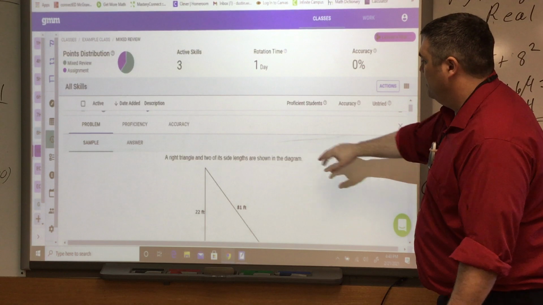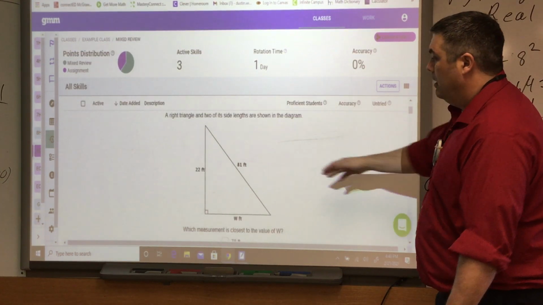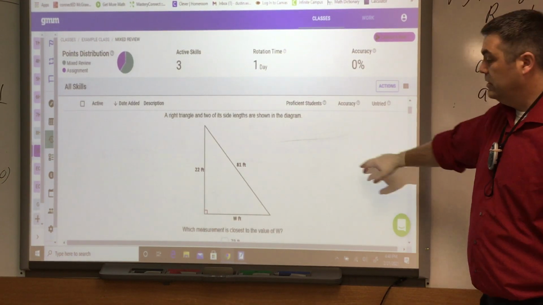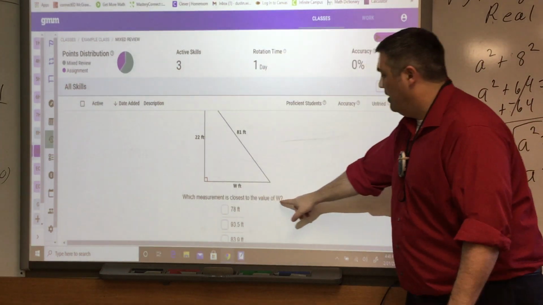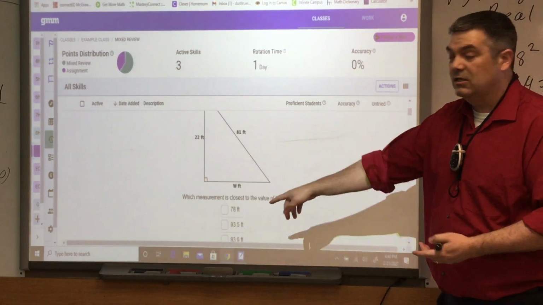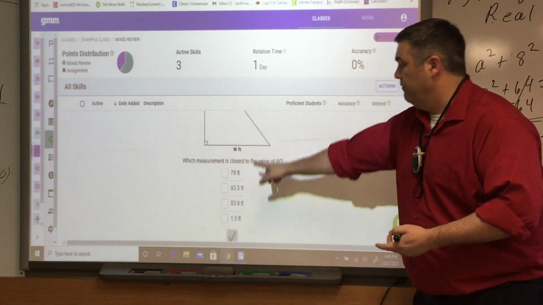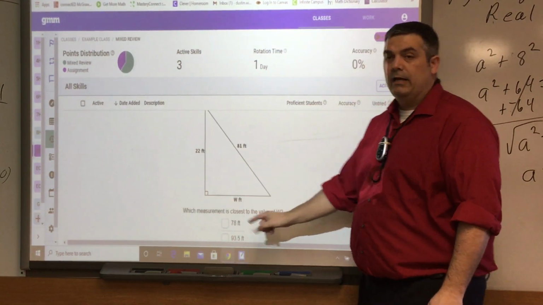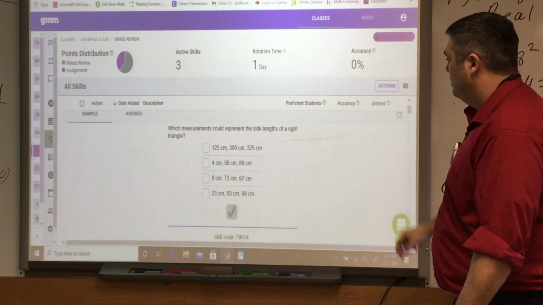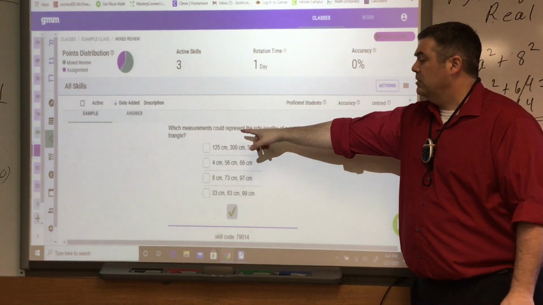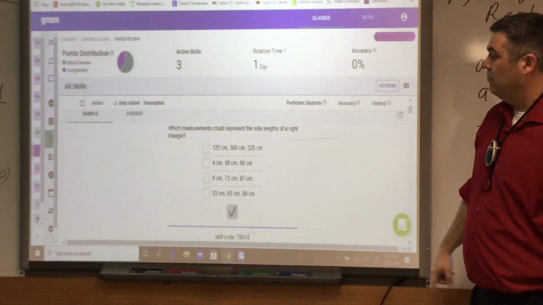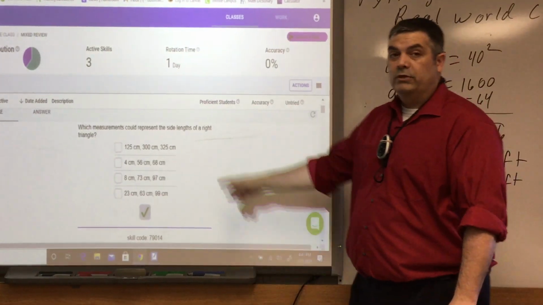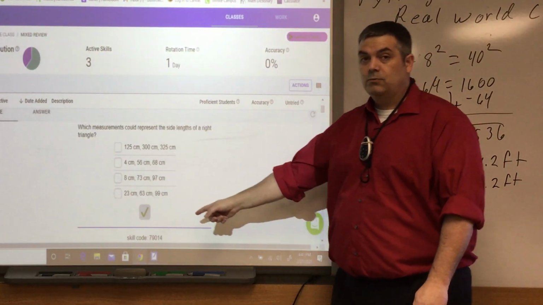A right triangle and two of its side lengths are shown in the diagram. That's straightforward. Which measurement is closest to the value of W? So they give you one leg, one hypotenuse, find the other leg. That's what that is. Which measurement could represent the side lengths of a right triangle? Which one forms a right triangle? That's what they're asking here.